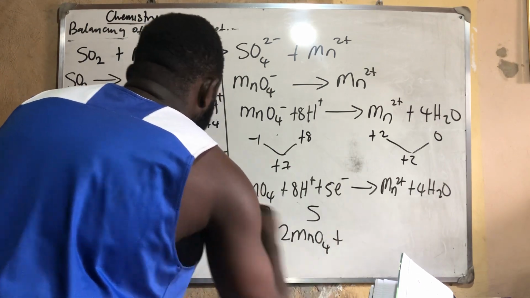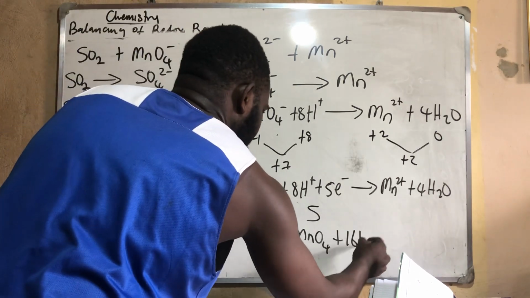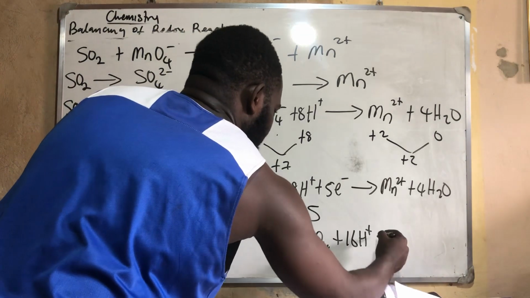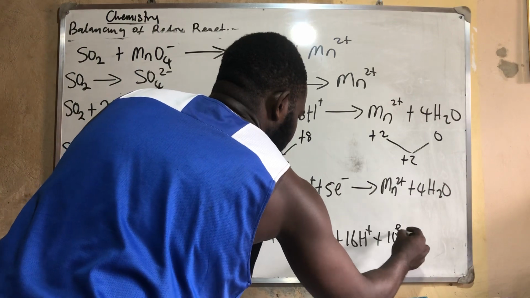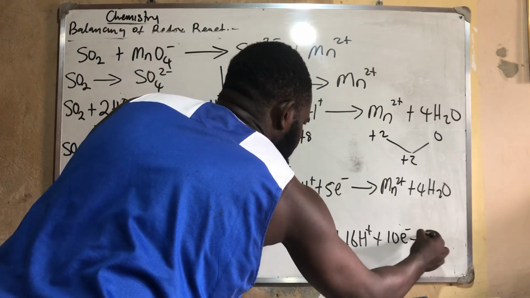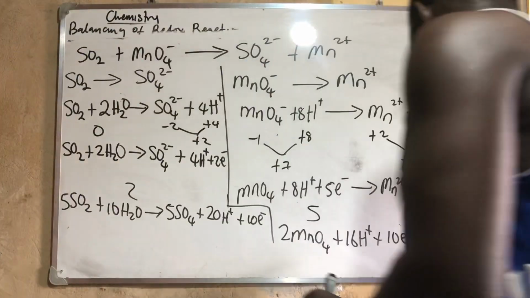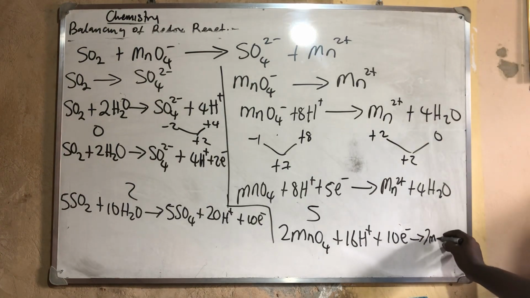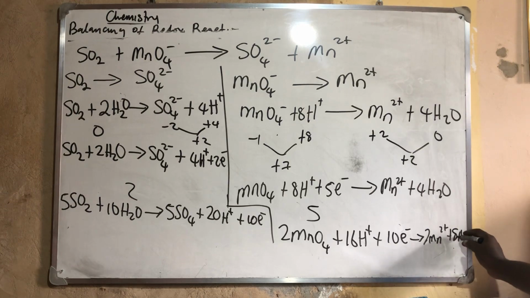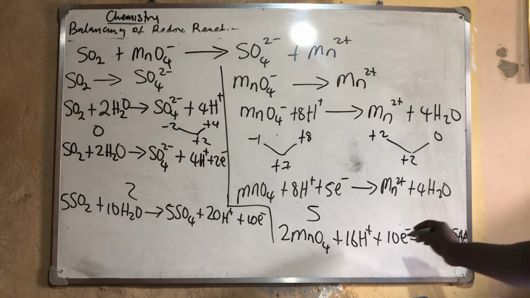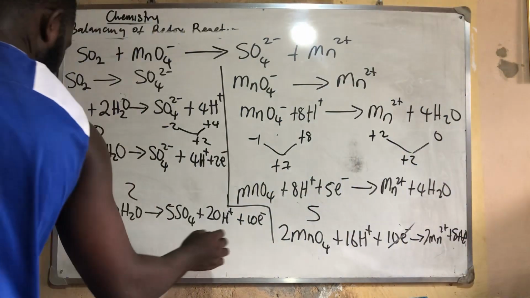2MnO4⁻ + 2 times this, 16H⁺, plus 10 electrons, to give 2Mn²⁺ + 8H2O. Okay, so this will now cancel this.